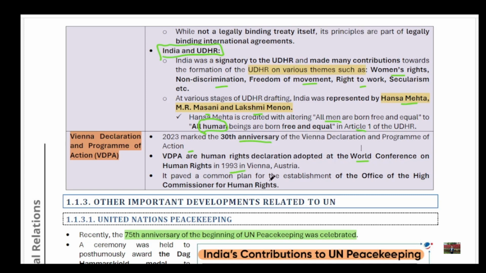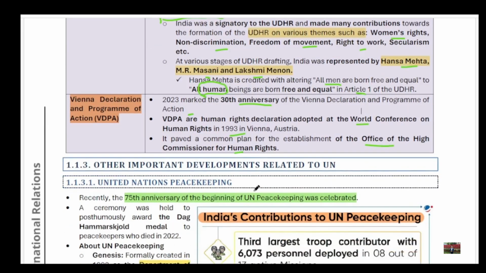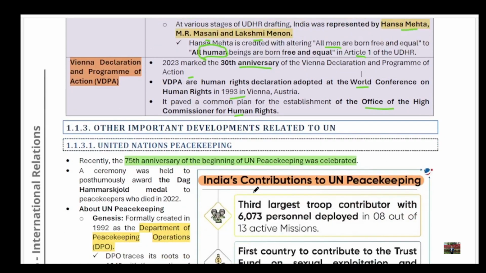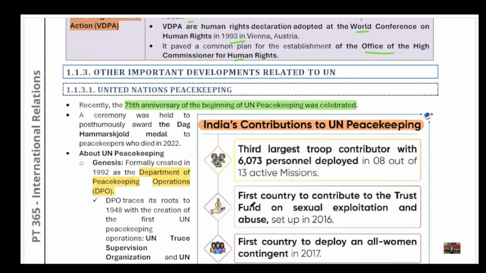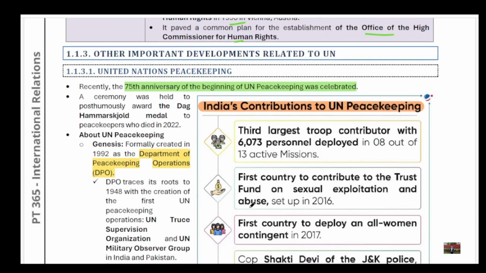It paved a common plan for the establishment of Office of the High Commissioner for Human Rights, right? So basic aim is to establish the Office of High Commissioner for Human Rights, so to ensure that there is no human rights violation anywhere. So some of the other important developments related to the UN, let's have a look at some of the other important developments.